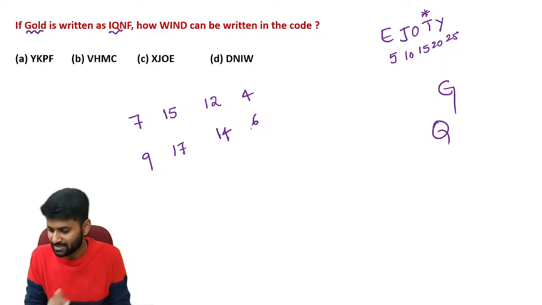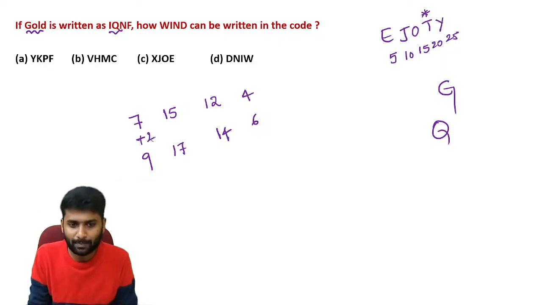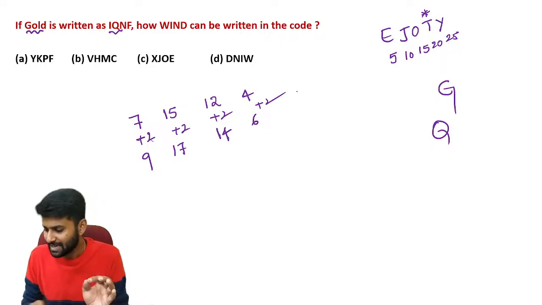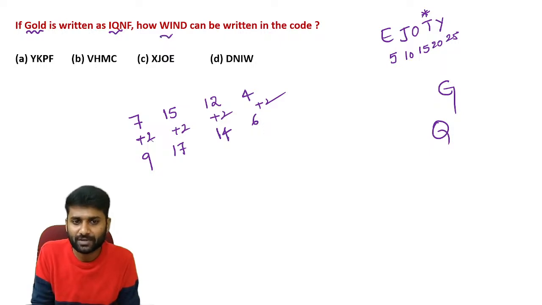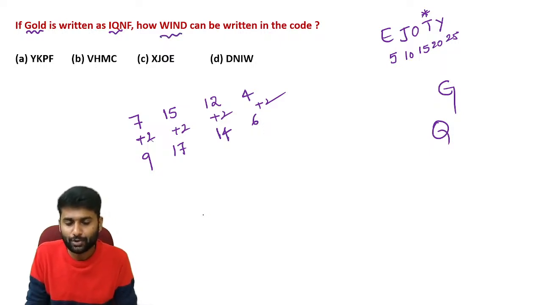Now find the logic here. The logic is all about plus 2, plus 2, plus 2, plus 2. Guys, each and every element is shifted 2 elements. Just go through this information. WIND. While seeing W, you can see the 3 shape. That's why it is 23. I is 9, N is 14, D is 4. Let's add 2 units here.